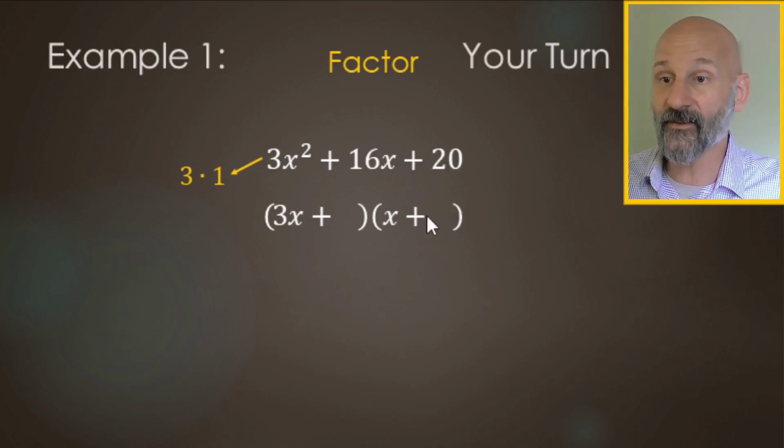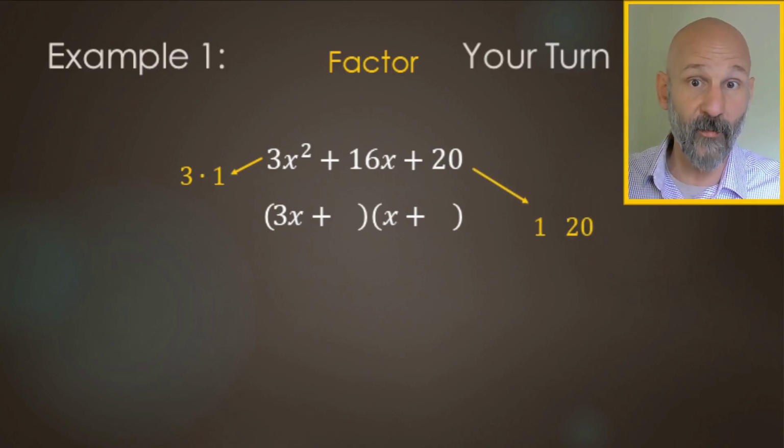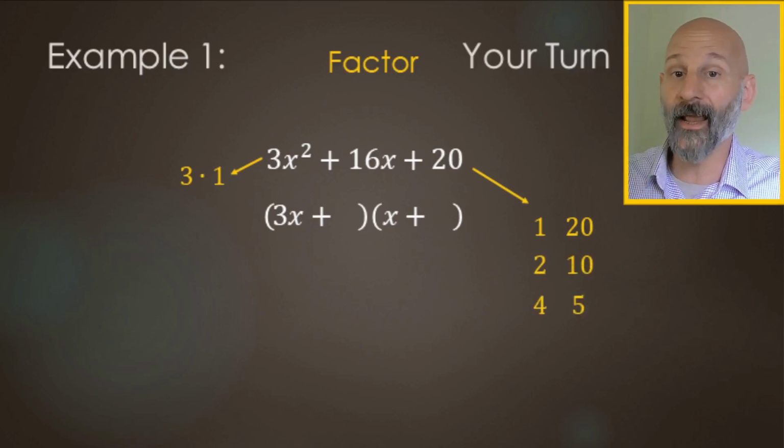And then for our lasts, our blanks here for guess and check, we're guessing pairs of numbers that multiply to 20. So that's going to be 1 and 20. This list is going to be a little long, right? We're going to have a 2 and a 10. We're going to have a 4 and a 5.